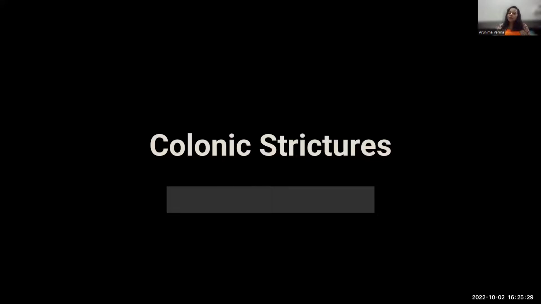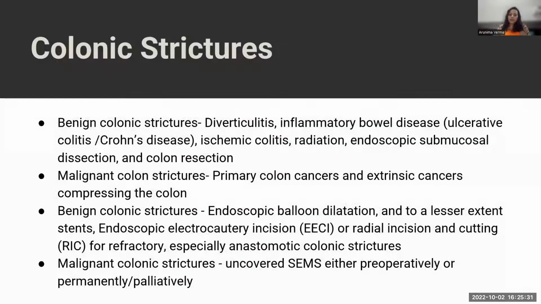Coming to the last part of the gut, that is the colon, colonic strictures can again be benign or malignant. Benign can be due to diverticulitis, inflammatory bowel disease, ischemic colitis, radiation, or due to a procedure that has been done before, like endoscopic submucosal dissection or colonic resection. Malignant ones are due to primary colon cancer or extrinsic cancers compressing the colon.